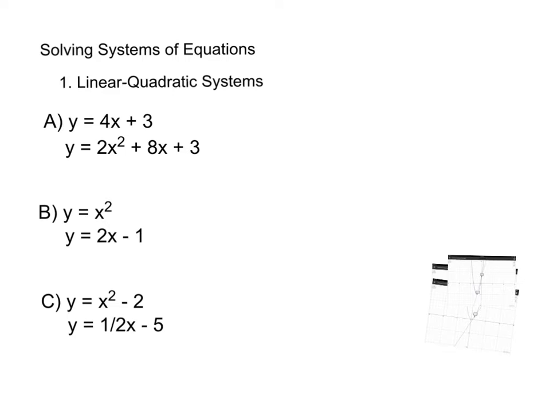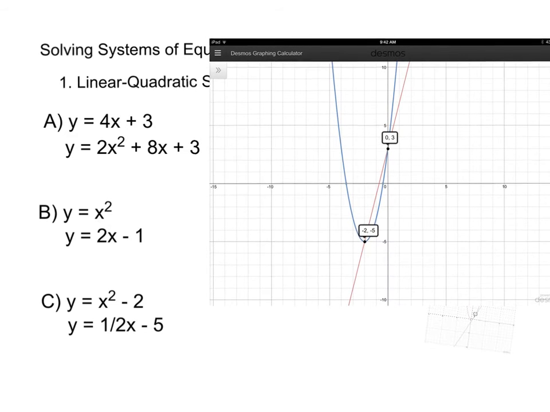The first one, if you're to solve it graphically, graph y equals 4x plus 3, graph y equals 2x squared plus 8x plus 3, and what did you get as your solution? x equal to 0, y equal to 3, and x equal to -2, y equal to -5. So the graph looked like this, and your points are (0, 3) and (-2, -5).